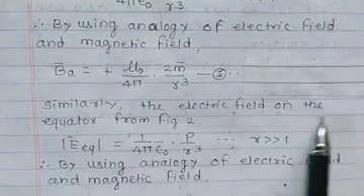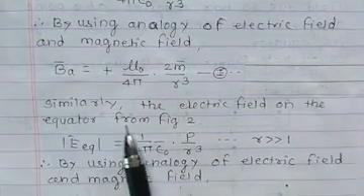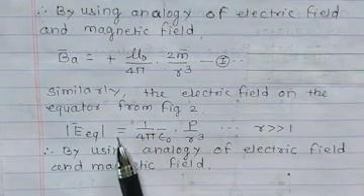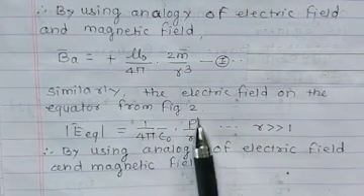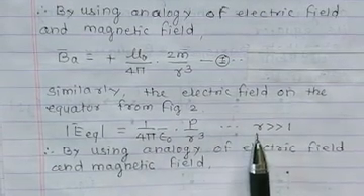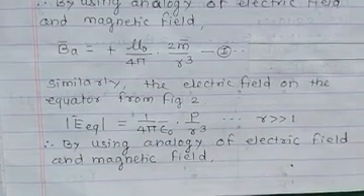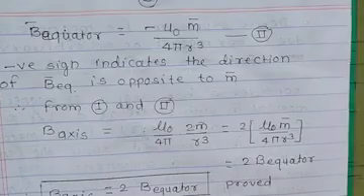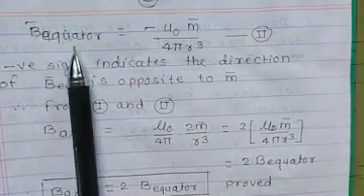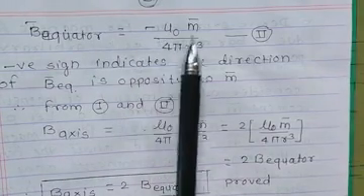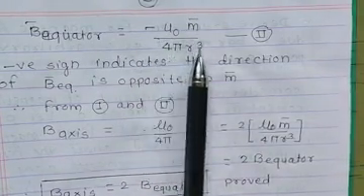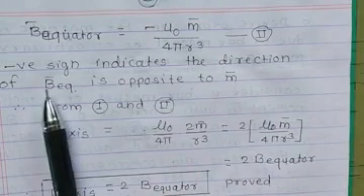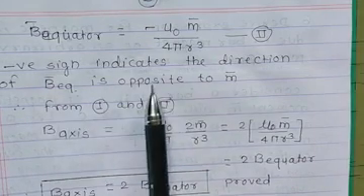Similarly, the electric field on equator from figure 2. Electric field along equator is equal to 1 upon 4 pi epsilon 0 p upon r cube. R is very, very greater than 1. So by using analogy of electric field and magnetic field, we get magnetic field along equator is equal to minus μ0 m bar upon 4 pi r cube. This is equation 2. This negative sign indicates that the direction of magnetic field along equator is opposite to m bar.